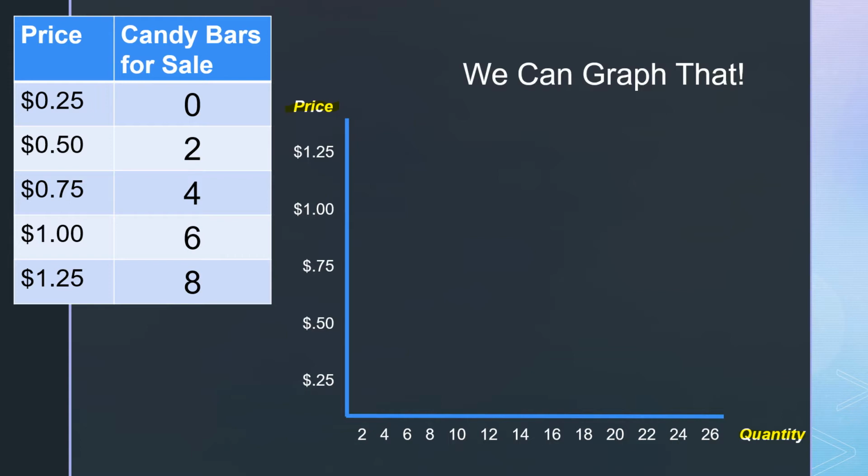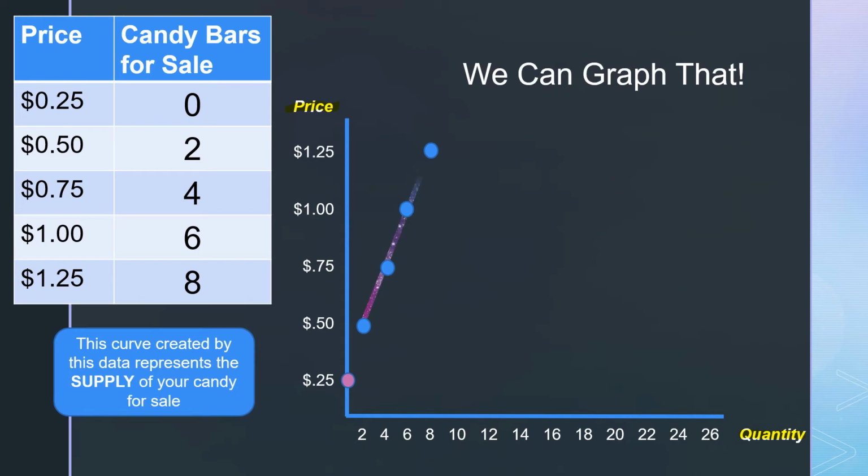Okay, so if you've plotted out your graph, this is what you would get. At 25 cents, we sell 0. At 50 cents, we're going to sell 2 bars. At 75 cents, we're going to sell 4. At $1, we'll sell 6. And at $1.25, we would sell 8 candy bars. So these dots just represent an X and Y coordinate. Same thing with our demand curve. If we string them all together, we're going to create our supply curve.